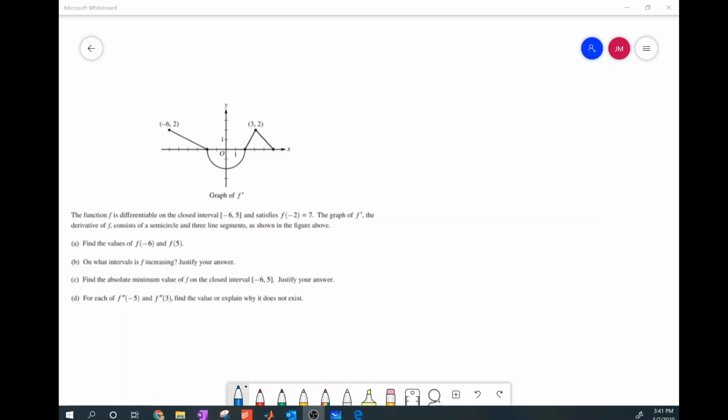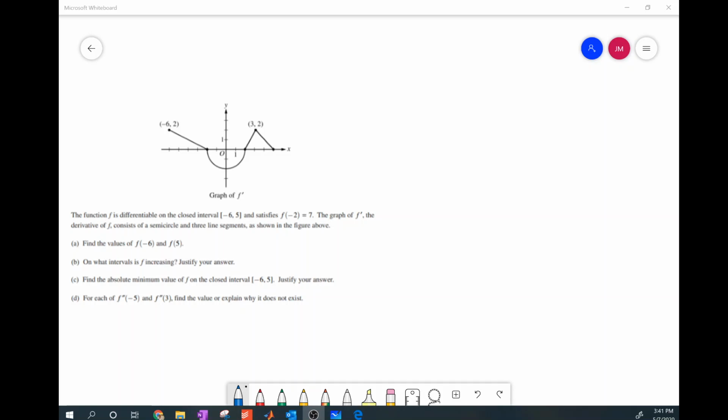Hello students, this is the answer video for question number 2 for classwork number 1. Let's get started. The function f is differentiable on the closed interval -6 to 5 and satisfies that f of -2 equals 7. The graph of f prime, the derivative of f, consists of a semicircle and 3 line segments as shown in the figure above.